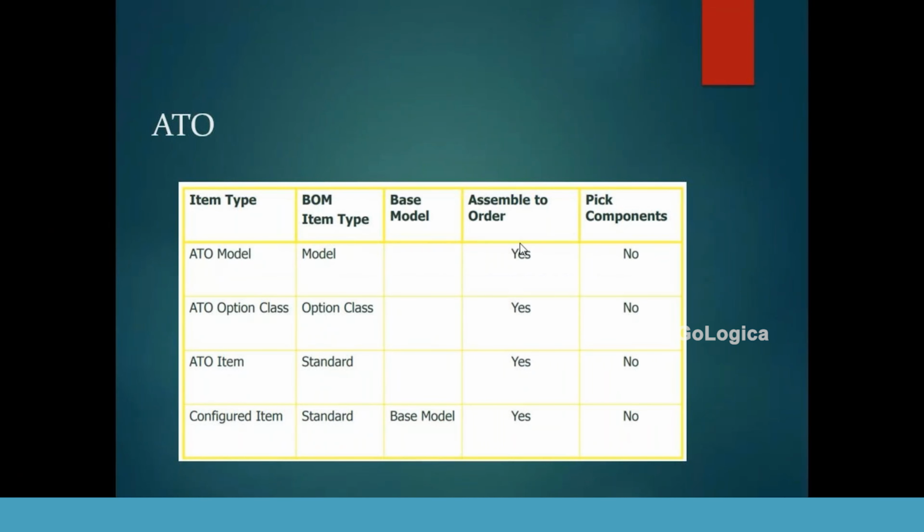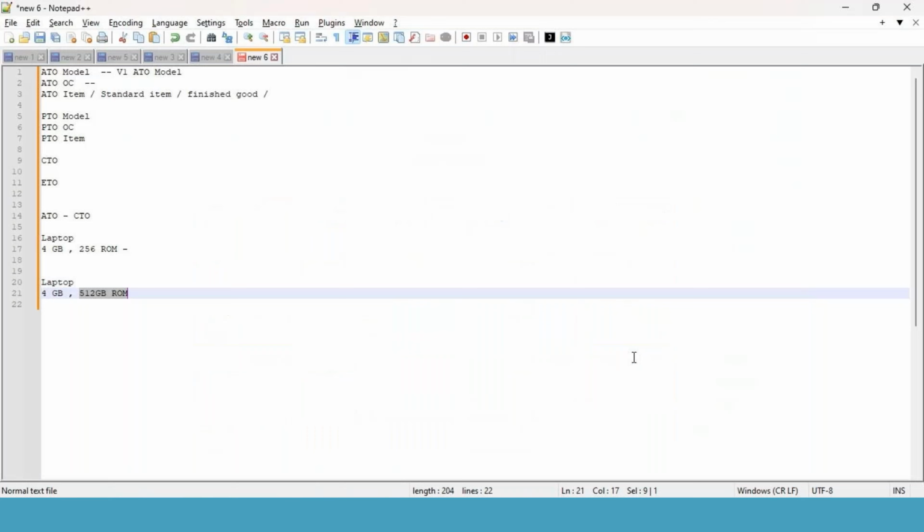If you see the difference, we have the ATO attribute. ATO order will be yes for this ATO model, option class also yes, ATO item also yes, configure item it is yes. Pick components will not be checked because pick components only come into the picture for PTO things. ATO only comes for assembly. You have the parts ready, you just assemble it and make the end product. So this is about the ATO.